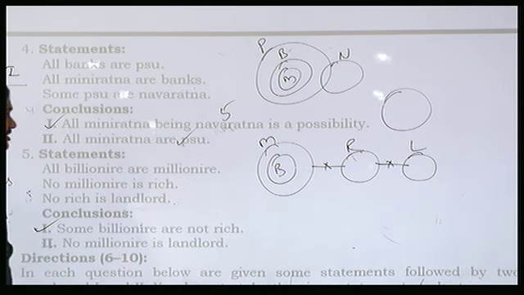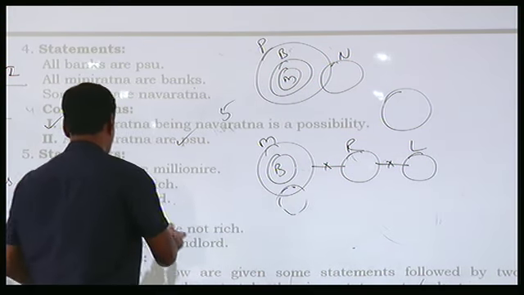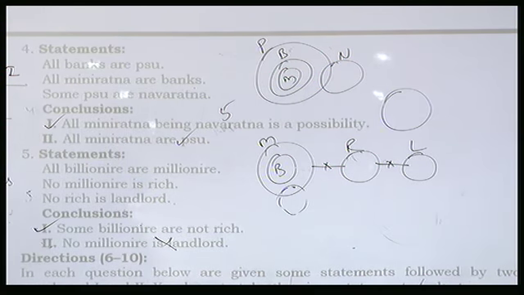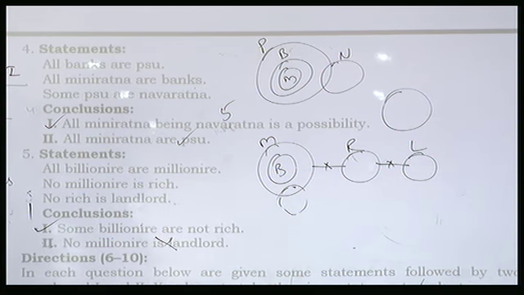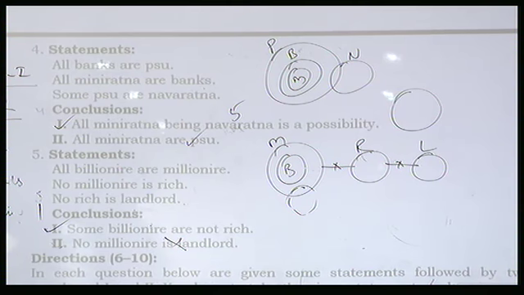What is the next one? No millionaire is landlord. Millionaire and landlord. Now this landlord can be drawn like this. Hence this is false. Then what is your answer here? Only one is the answer. Clear? How much time are you taking to solve this one? At the most 3 minutes, not more than that. You can easily solve.